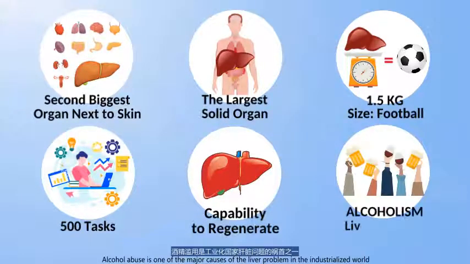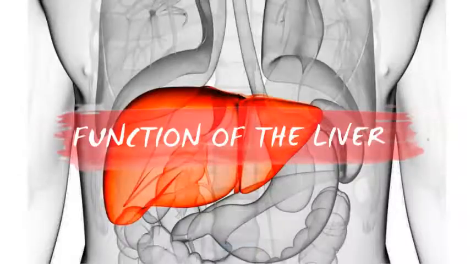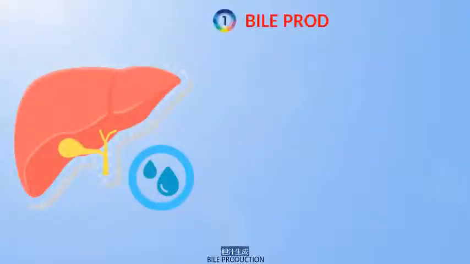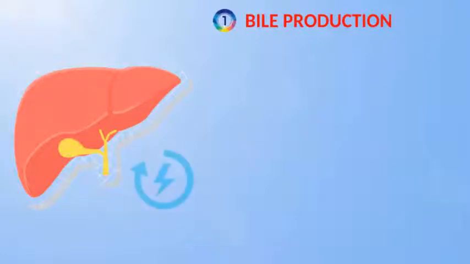Alcohol abuse is one of the major causes of liver problems in the industrialized world. Functions of the liver. The primary function of the liver is bile production. The liver produces and secretes bile for digestion.